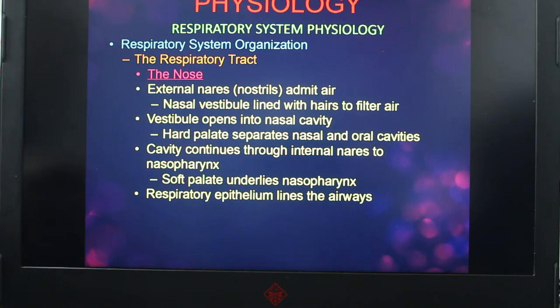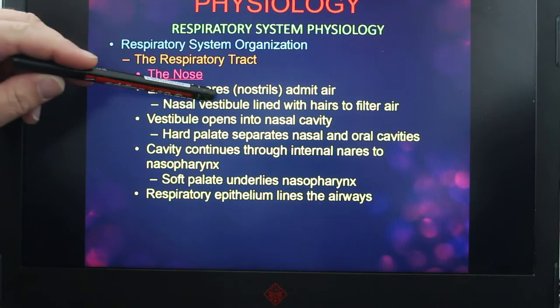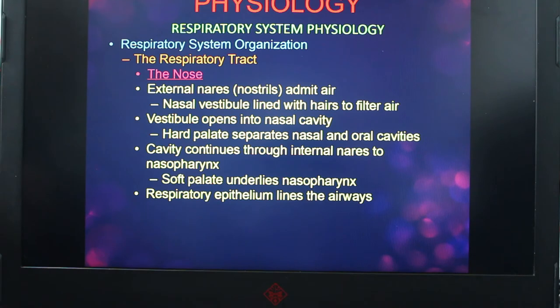If we start with the nose, the external nares, the nostrils, admit air, and the nasal vestibule is lined with hairs to filter air. The vestibule opens into the nasal cavity, and the hard palate separates the nasal and oral cavities. The cavity continues through the internal nares to the nasopharynx.